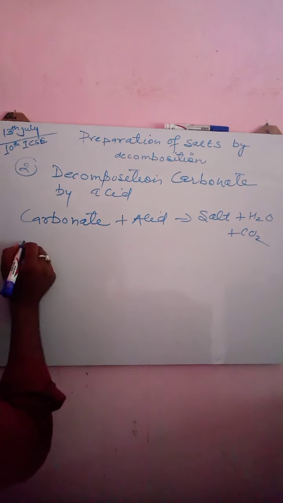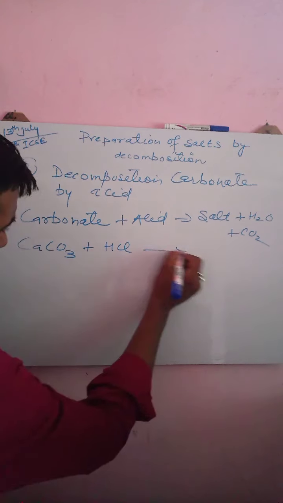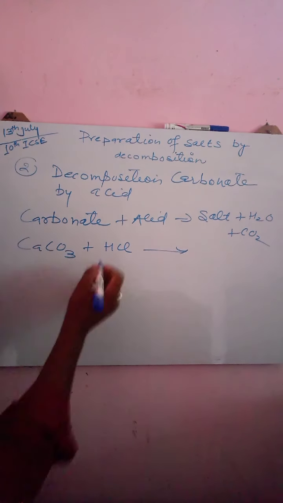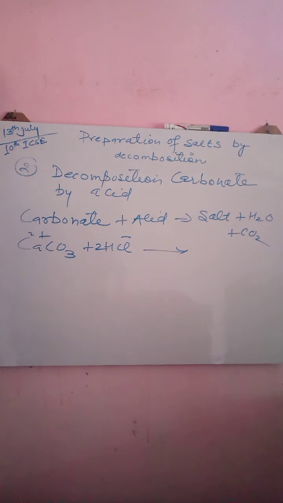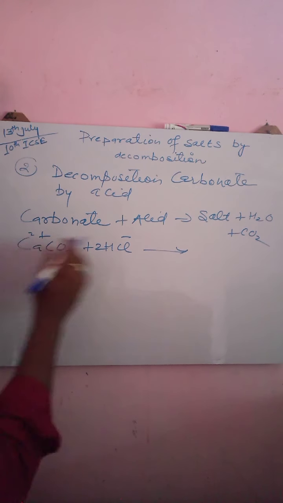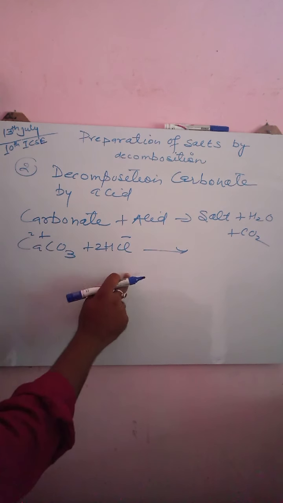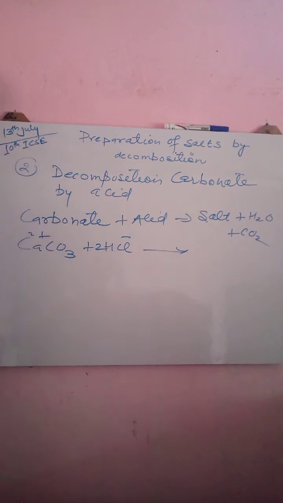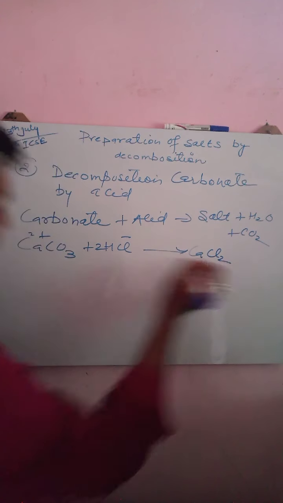Let us see the example of calcium carbonate, CaCO3, undergoing decomposition by hydrochloric acid. It produces CaCl2, with 2 plus and minus charges. To balance it, you have to put a coefficient of 2 in front of HCl, because 2 plus charge is present over calcium, so we need 2 minus. Earlier with HCl only one Cl minus was present. Now we have 2 Cl minus, which will combine with calcium to form CaCl2.